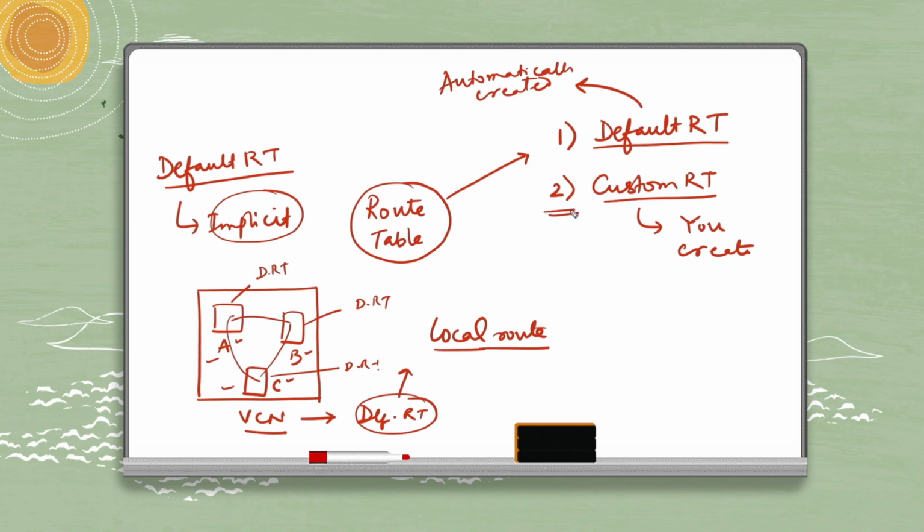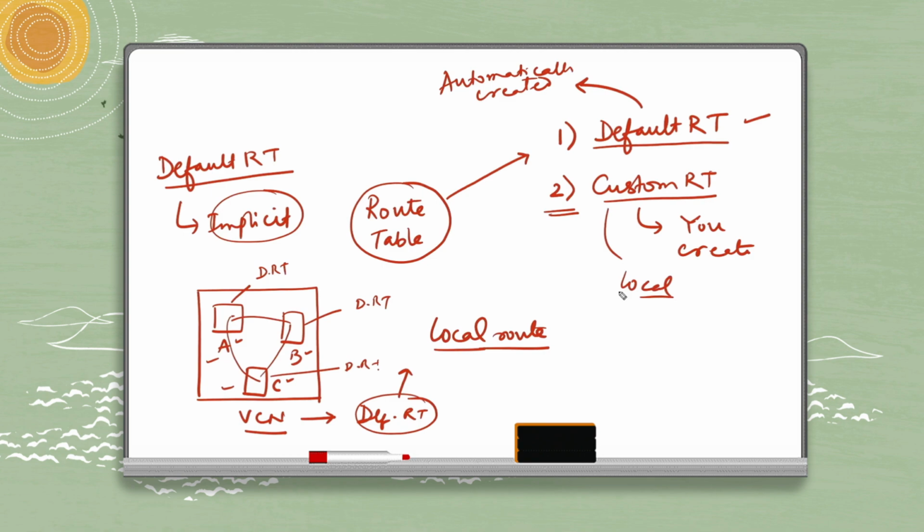Now the second thing is custom route table. In custom route table, again, when you are creating it, you can give it a name. And after giving it a name, when you click on create, it will again create a route table, again have the implicit route. That means whether it is default route table or custom route table, it is going to have the local route.